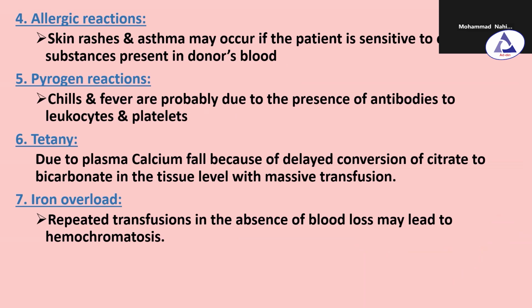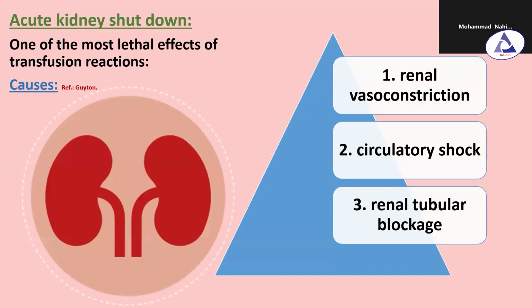Number six is tetany due to plasma calcium fall because of delayed conversion of citrate to bicarbonate at the tissue level with massive transfusion. Number seven is iron overload. Repeated transfusion in the absence of blood loss may lead to hemochromatosis. And now, acute kidney shutdown. We will learn elaborately in our next class about acute kidney shutdown.